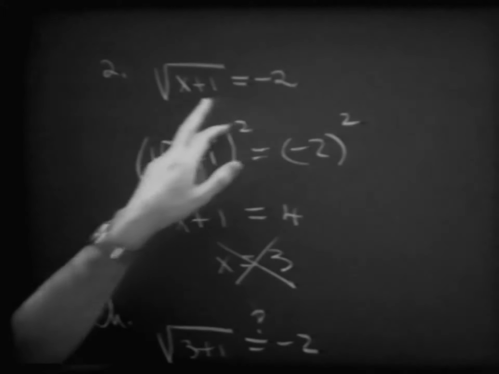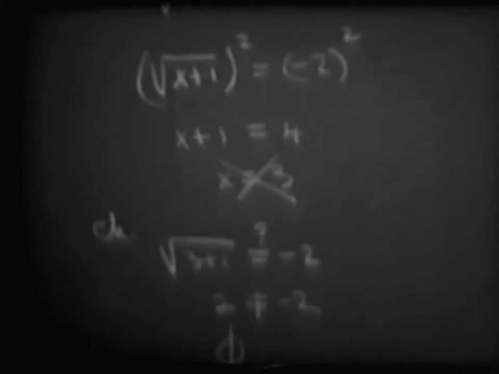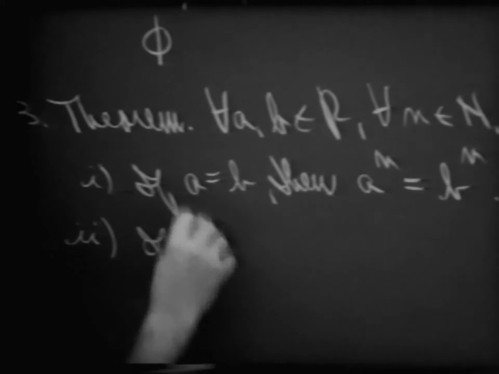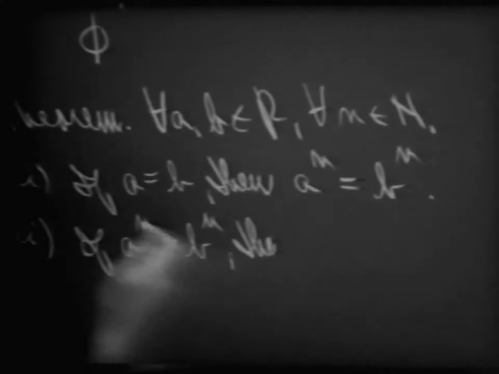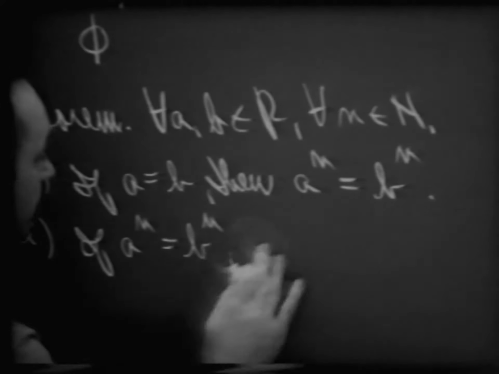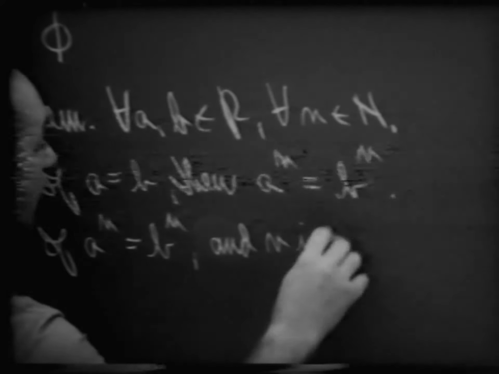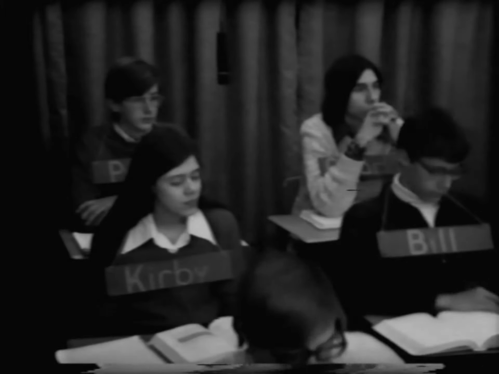A is equal to B or A is equal to the opposite of B. Is that right? So in fact, I think there are two other parts that we may write to this theorem. If A to the N power is equal to B to the N power, and let's include that other statement that N is odd, then what is our conclusion? A equals B. In that case, A indeed is equal to B.